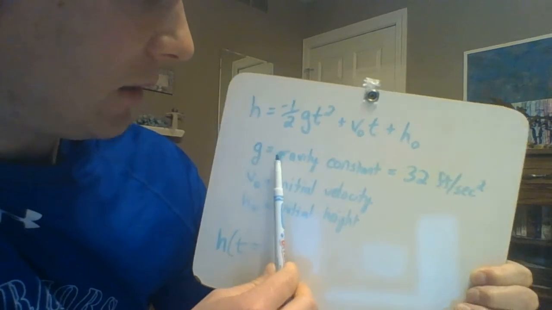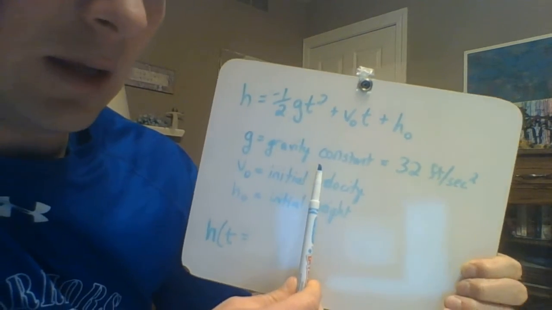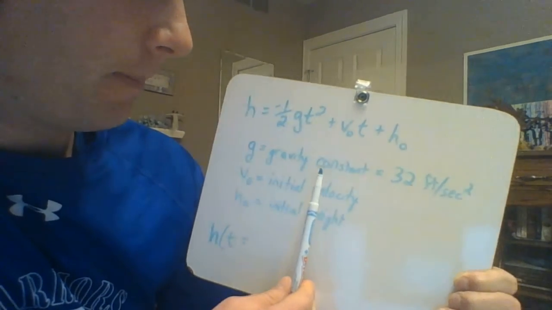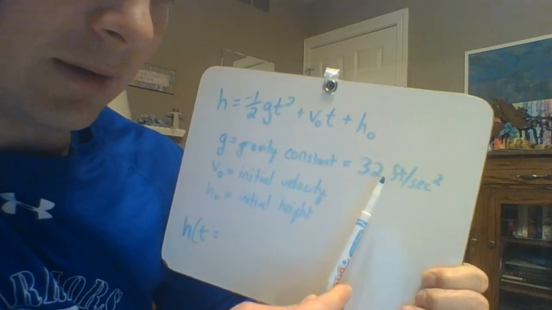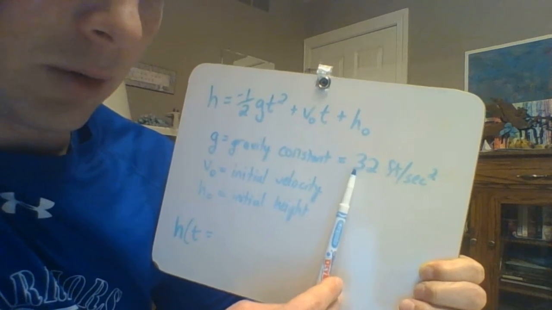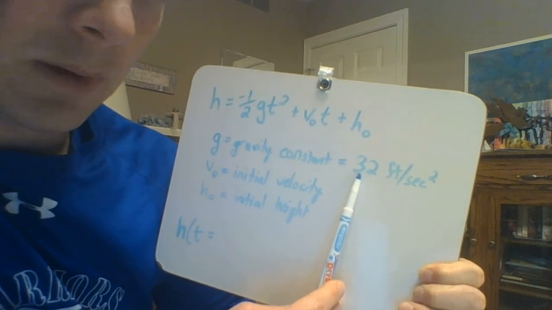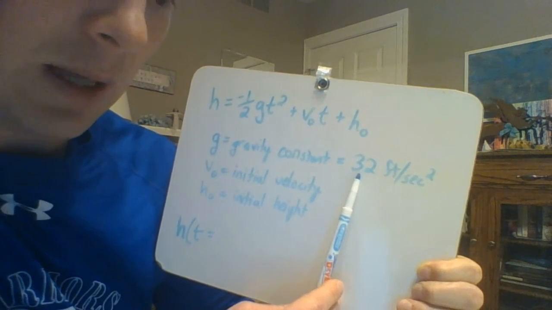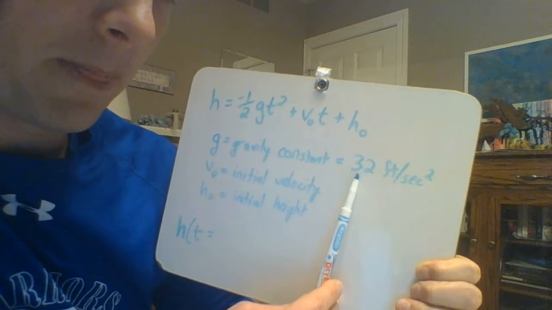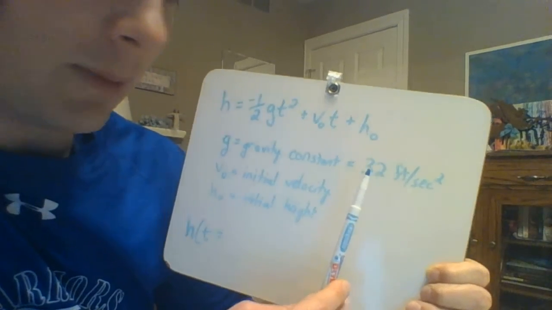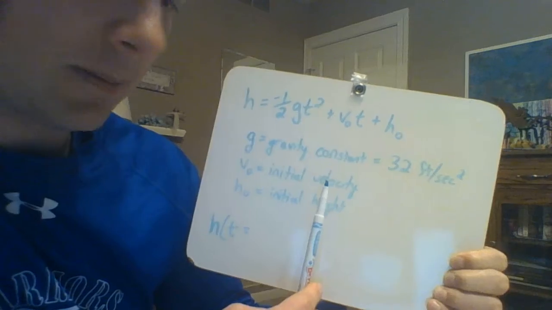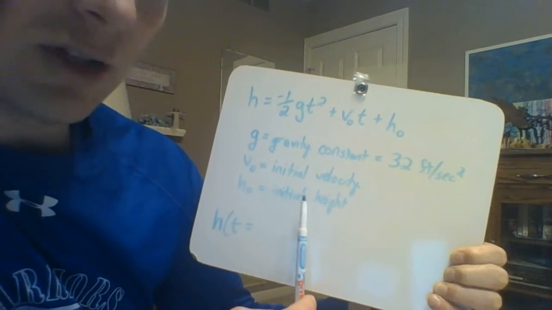Here we go. g is called the gravity constant. Gravity obviously has a constant pull on us. When you're talking about feet and seconds, this is your constant number, 32. If you're doing meters and seconds, it's 9.8. We're going to stick with feet, try and keep it simple. v sub 0 is the initial velocity. h sub 0 is the initial height.